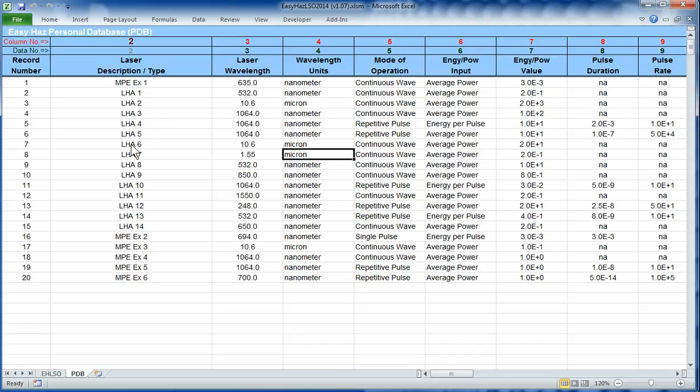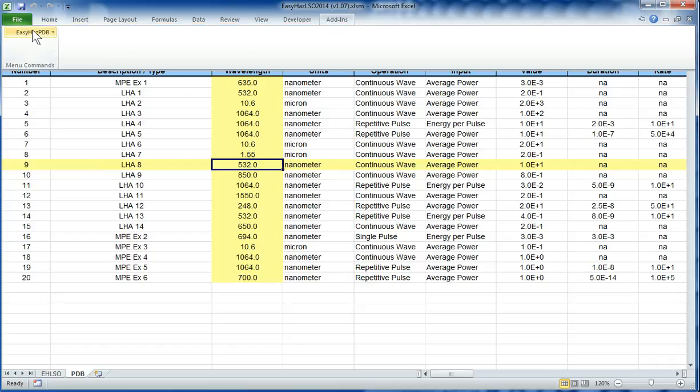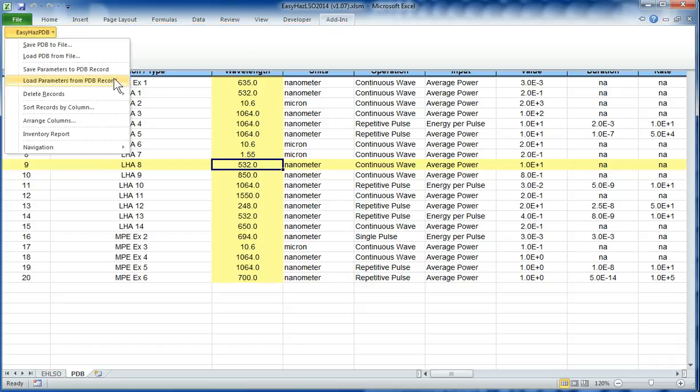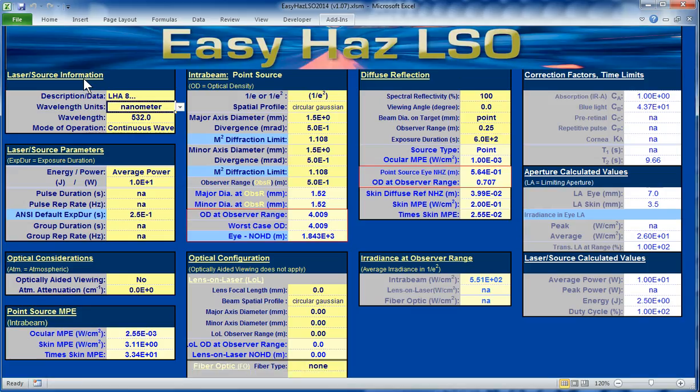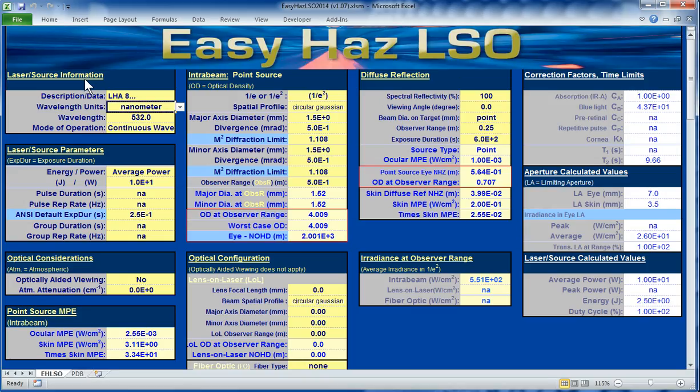We stopped with analysis number 7. So we want to go to 8. That is record number 9. Let's highlight this record. Go to add-ins, EasyHas, load parameters from PDB record. So we have these parameters in. Now these are the parameters from a 10-watt Vanadate.